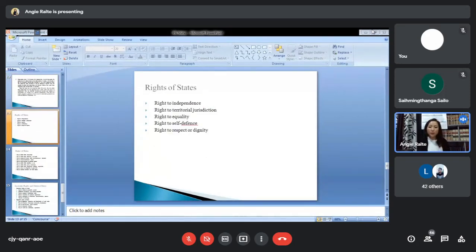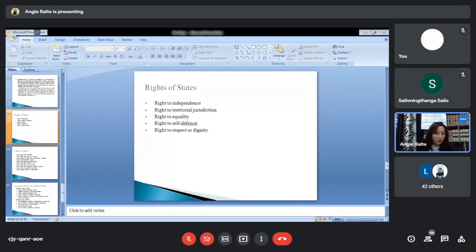Rights and duties of states. The first is the right to independence. Every state has the right to independence and to exercise it freely without dictation by another state. Developing states like the Philippines have the right to independence and to exercise it freely without the dictation of other states.